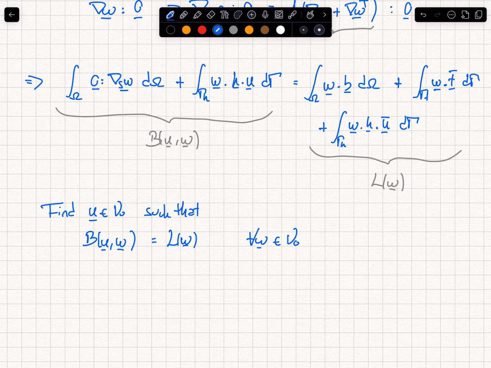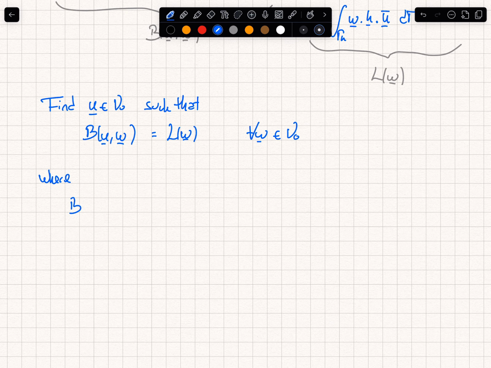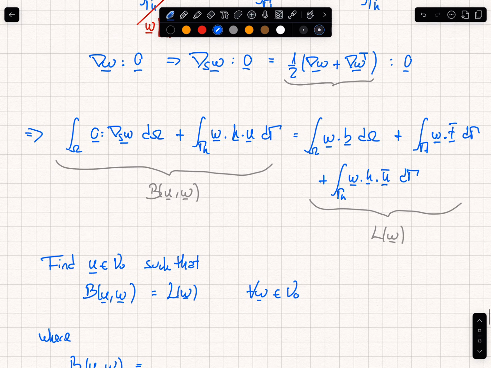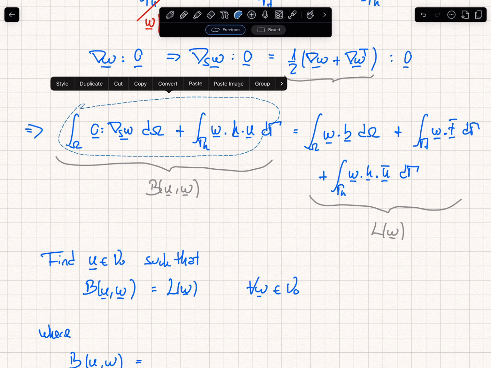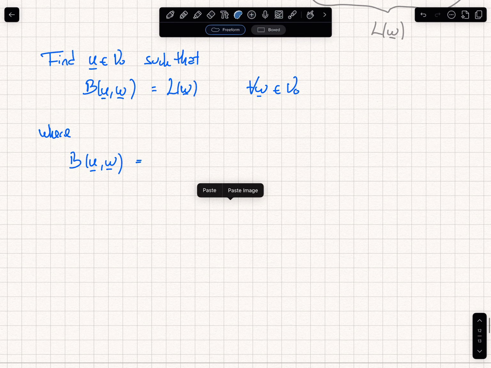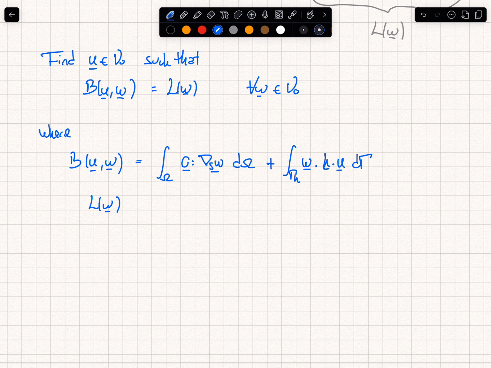We still have a few minutes, so let's write that more formally. Okay, so where a might be the bilinear form of u and w. Well, it's going to be equal to all of this. And my linear form.